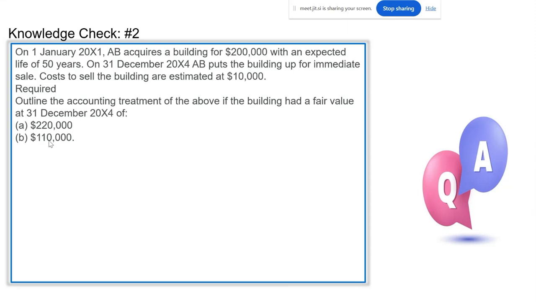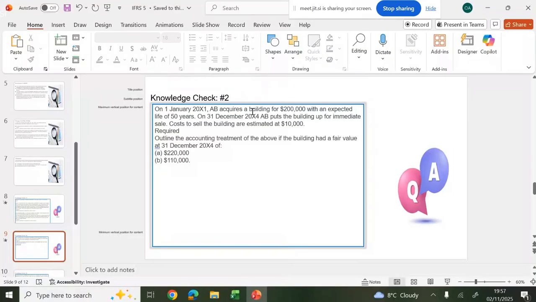The first thing we need to do is to calculate the carrying amount as at the time that the asset is held for sale. What is the carrying amount as at the time the asset is held for sale? For us to do that, permit me to put up an Excel.